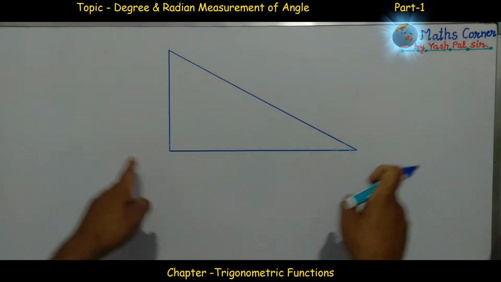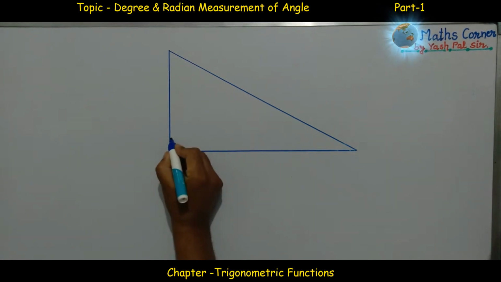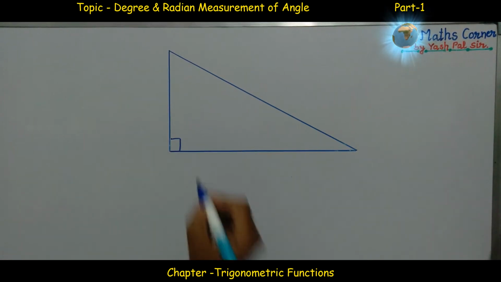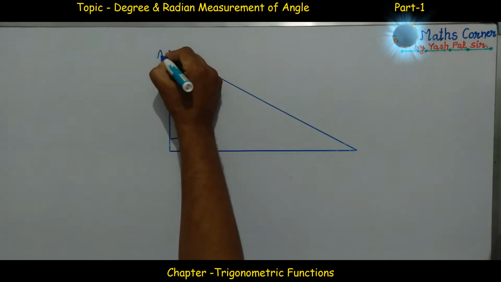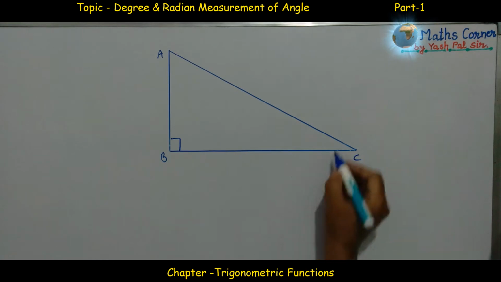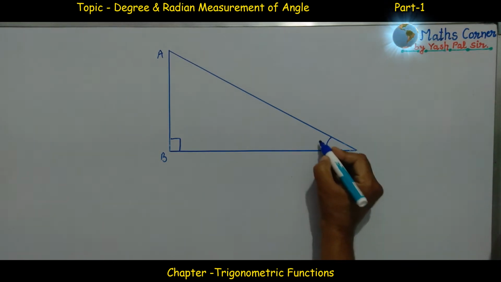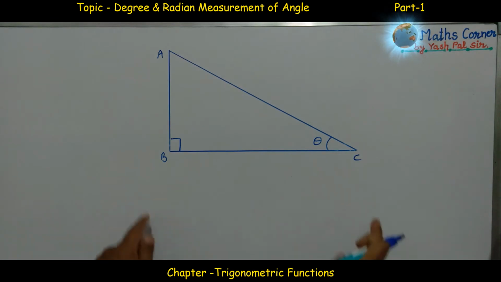First of all, what is this? Of course, this is the triangle, and this is the right angled triangle, as here the angle is 90 degrees. Suppose the name of this triangle is ABC. Here angle theta is also given. If this is angle theta, then what do we say about this triangle?